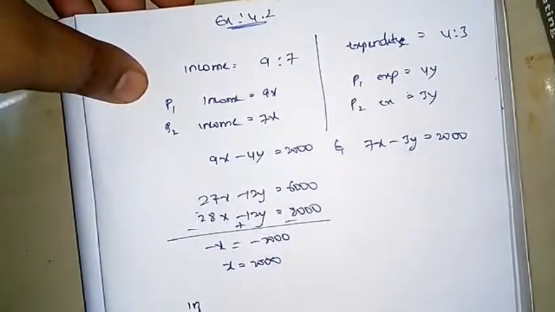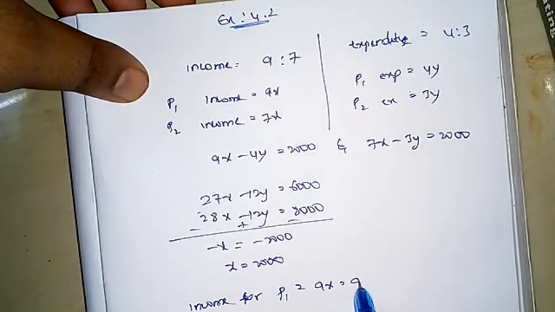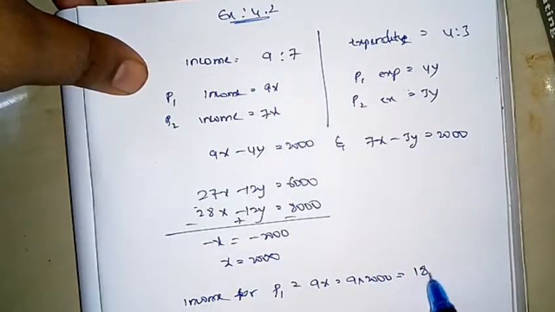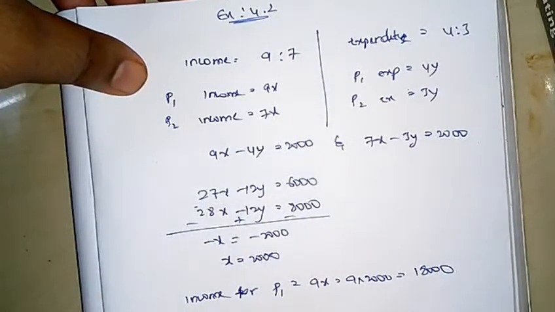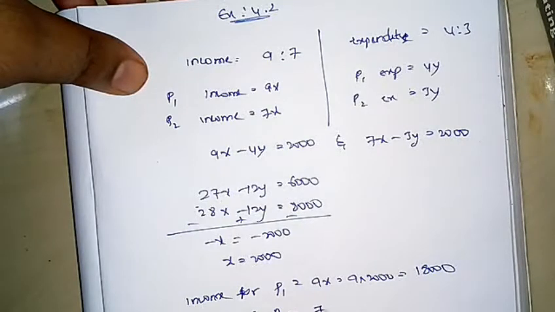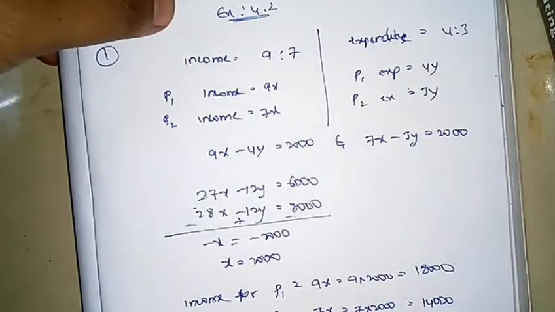So the monthly income for P1 is equal to 9x, which is 9 into 2,000, equal to 18,000. Income for P2 is equal to 7x, which is 7 into 2,000, equal to 14,000. Let's check the answer.